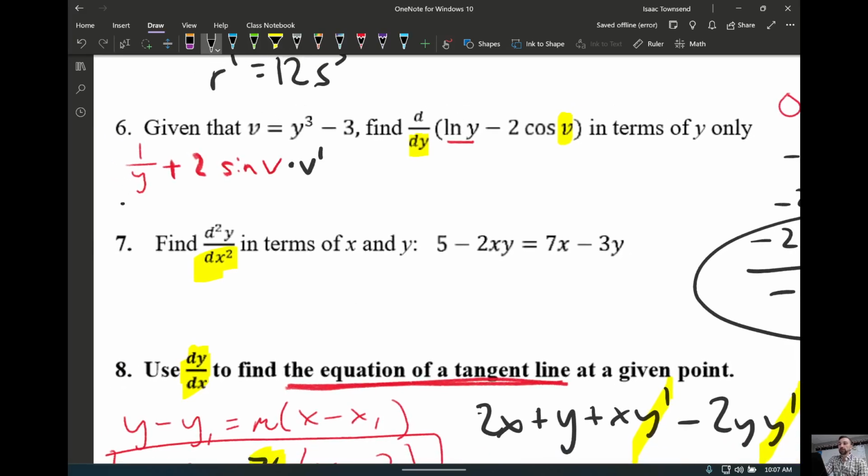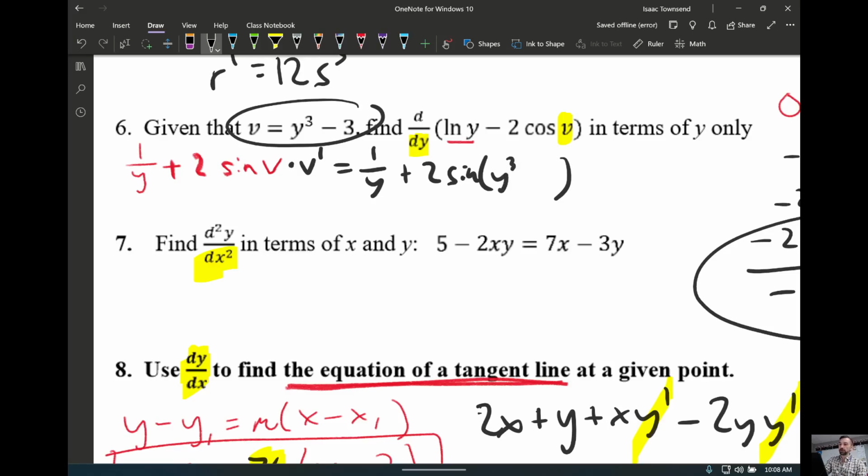So here is the derivative, and I would normally circle this and say I'm done, but it says it wants it in terms of y's only. So 1 over y is already in terms of y, but sine v is not in terms of y. So instead of saying v, I can put what v is in terms of y: y cubed minus 3.